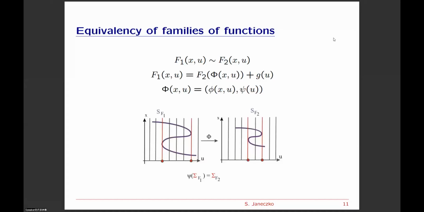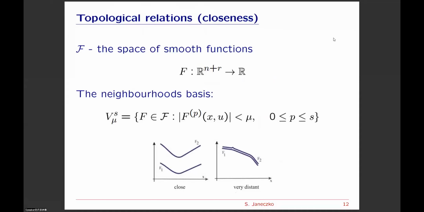So let's start. Okay, so we introduce this equivalency first. The next thing we have to do is introduce the topology. Topology, of course, also topological relations, is a closeness. So we have a space of smooth functions of X and U. They're all smooth functions, and we have to have a topology.